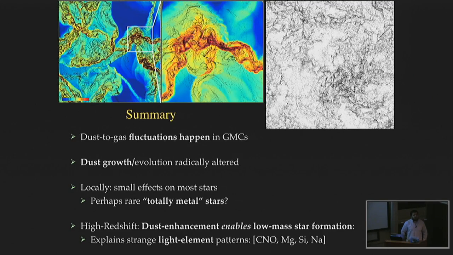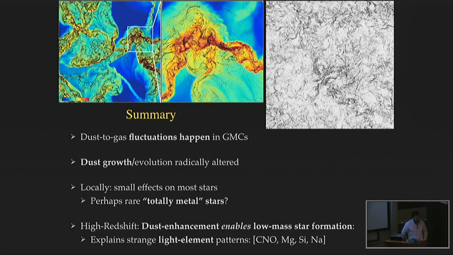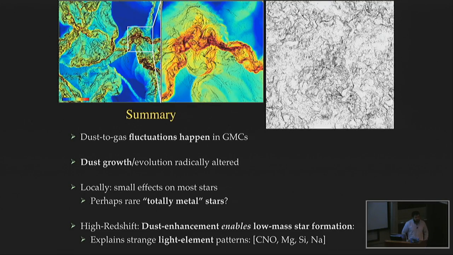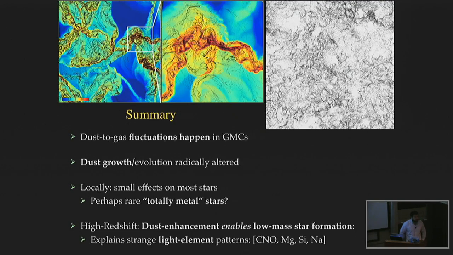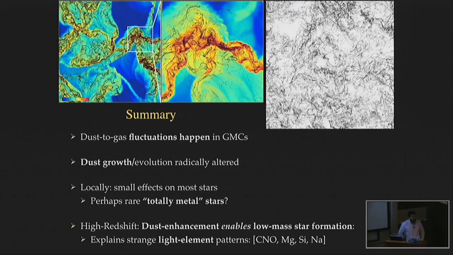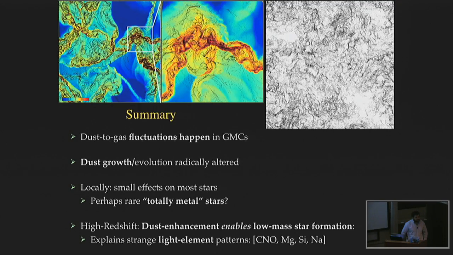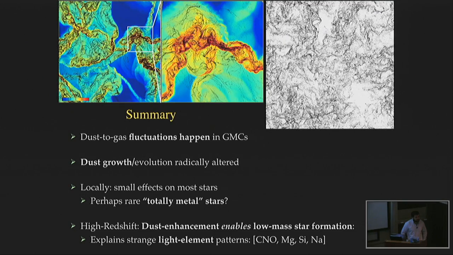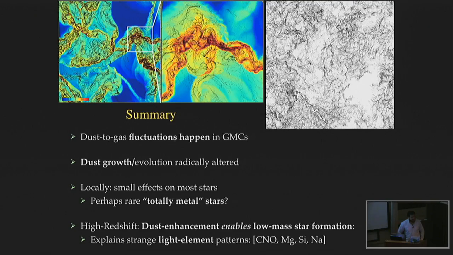If you begin to segregate these grains, or even change their size substantially, their extincting power changes dramatically, which can cause molecules to be photodestroyed deep in a cloud, whereas in current models they aren't. And so I would think that this would leave very clear chemical signatures if it's true. That's a very good thought. I hadn't actually thought of that.